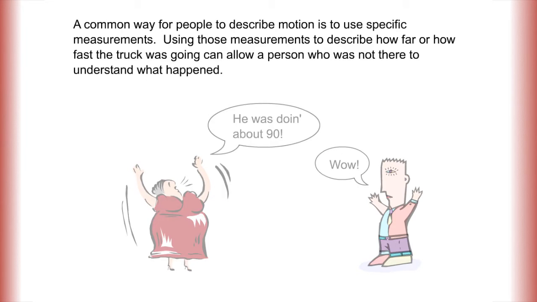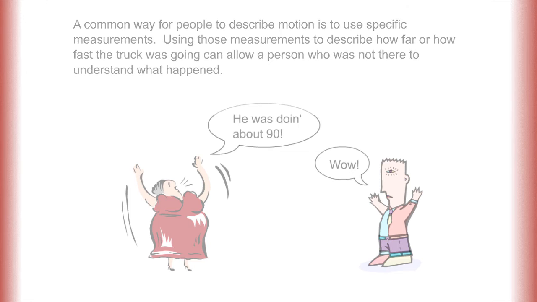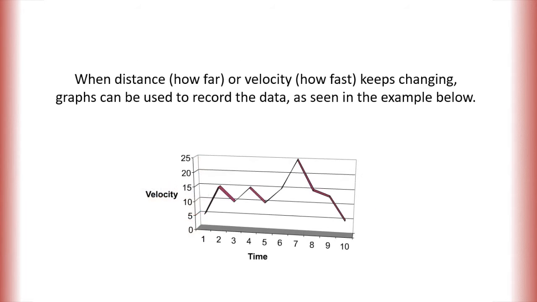A common way for people to describe motion is to use specific measurements. Using those measurements to describe how far or how fast the truck was going can allow a person who is not there to understand what happened. When distance or velocity keeps changing, graphs can be used to record the data, as seen in the example below.